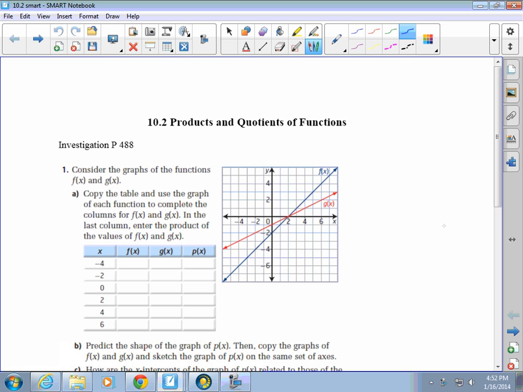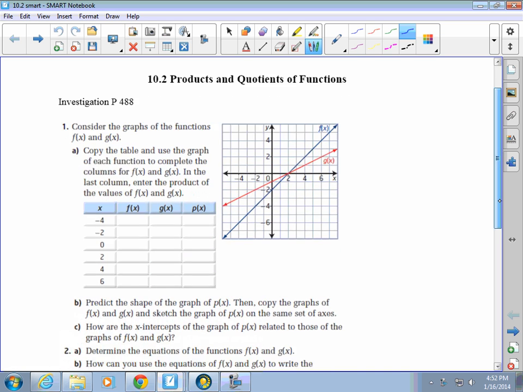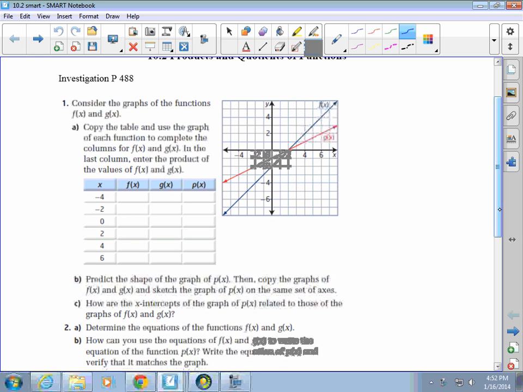Section 10.2 is on products and quotients of functions. So in the last section we just looked at what functions were and addition and subtraction of functions. Now we're going to do product and quotients of functions.